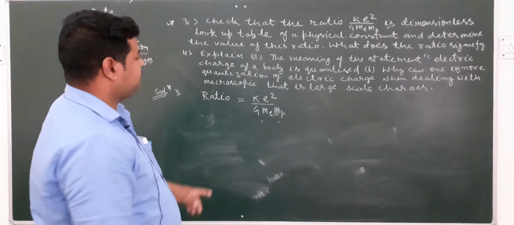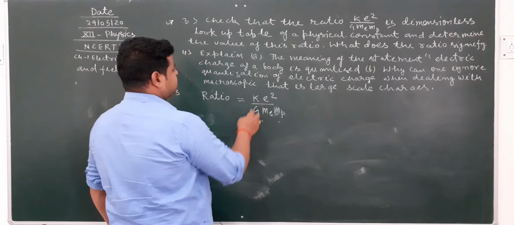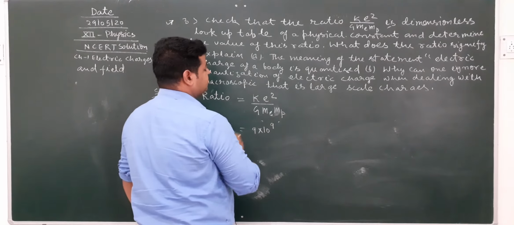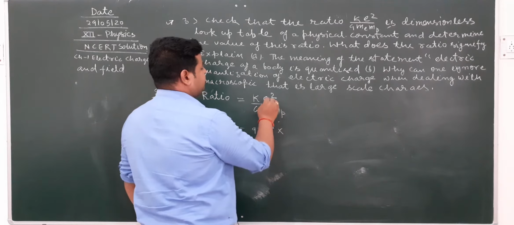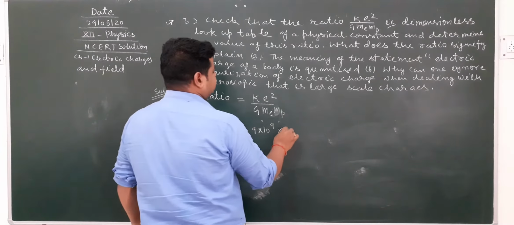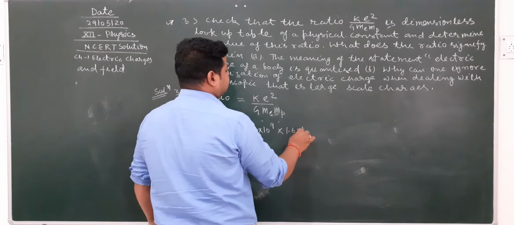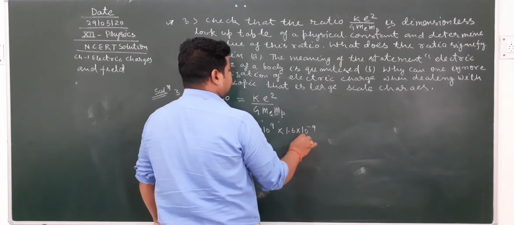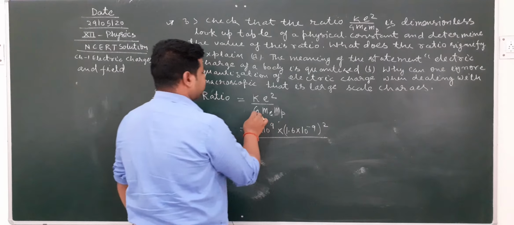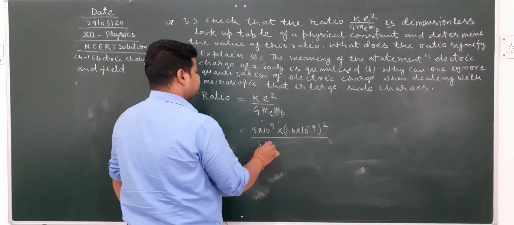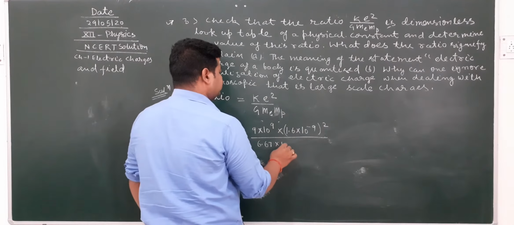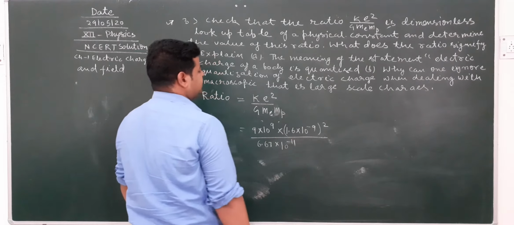Here we put the value of Ke square. The value of K is 9 into 10 raised to power 9. The value of e, that is the charge of electron or proton, is 1.6 into 10 raised to power minus 9 whole square, and the value of G is 6.67 into 10 raised to power minus 11.